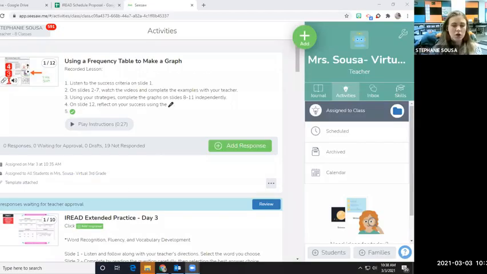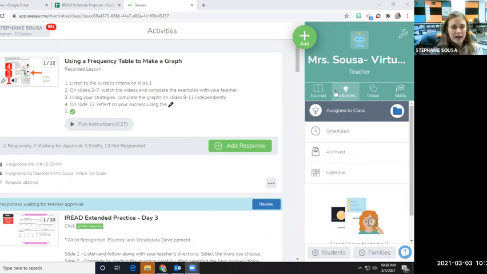All right. We have been looking at reading graphs and using the data that is there for us. Today, we are going to begin creating graphs. So instead of reading the graph, you're going to be drawing the graphs, okay? We're going to get this started by looking at the seesaw assignment using a frequency table to make a graph.